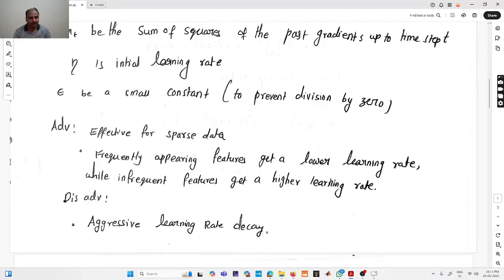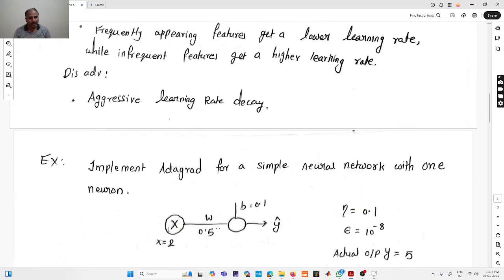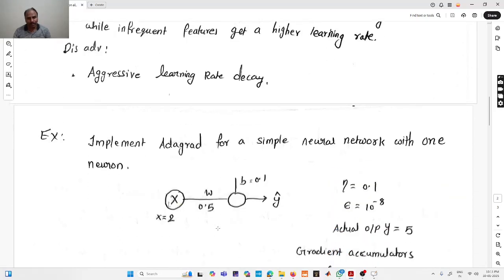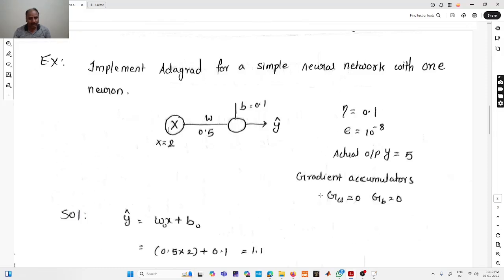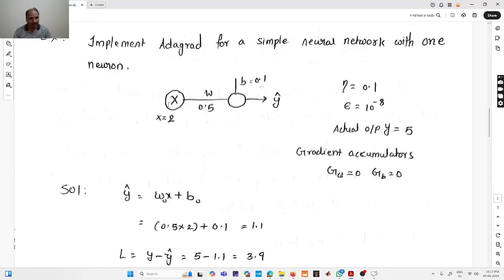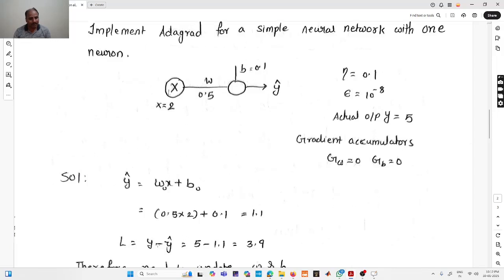Now the example: implementation of Adagrad for a simple neural network with only one neuron. We take x equal to 2, with a weight and a bias given, and we have to estimate y cap. The actual output given is y equal to 5. For x equal to 2, we have to get y equal to 5. So we substitute y cap equals w naught x plus b naught. W naught and b naught we have initially taken as 0.5 and 0.1, and after calculating, y cap is 1.1. Substituting in the loss, 5 minus 1.1 is a huge difference, 3.9. Therefore we need to update the weight and bias to reduce this loss.